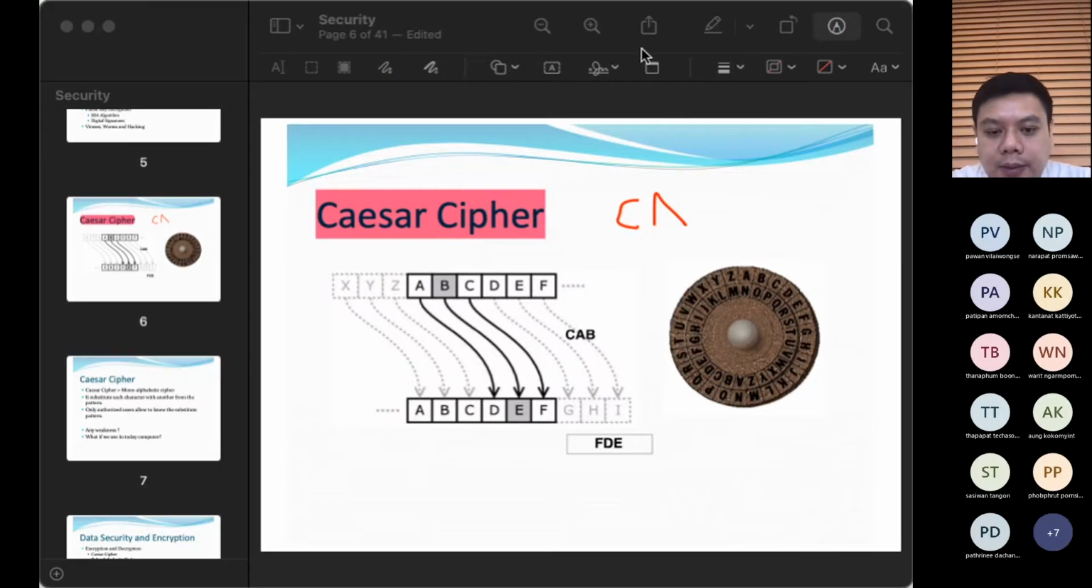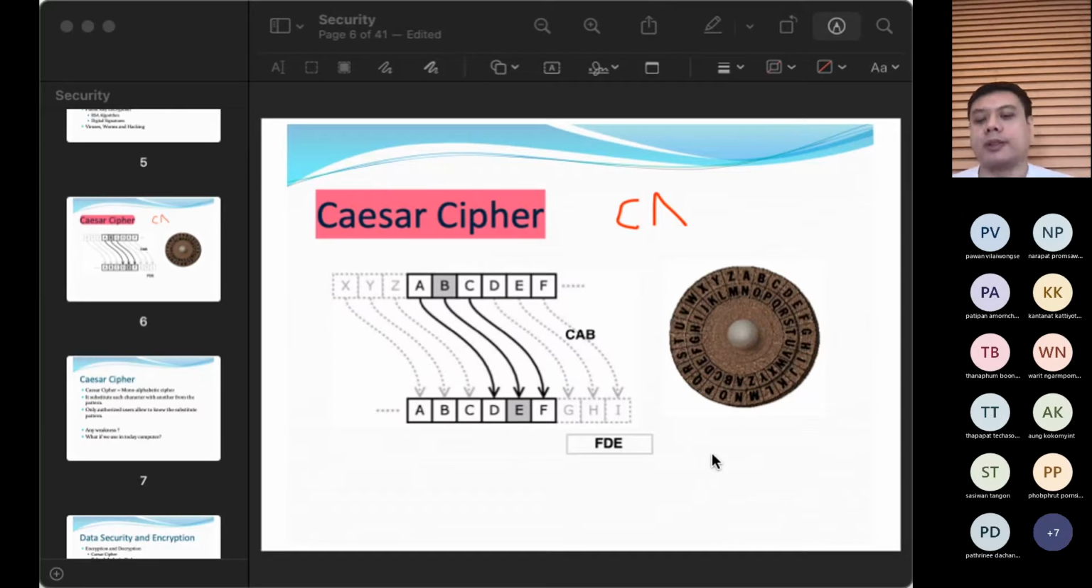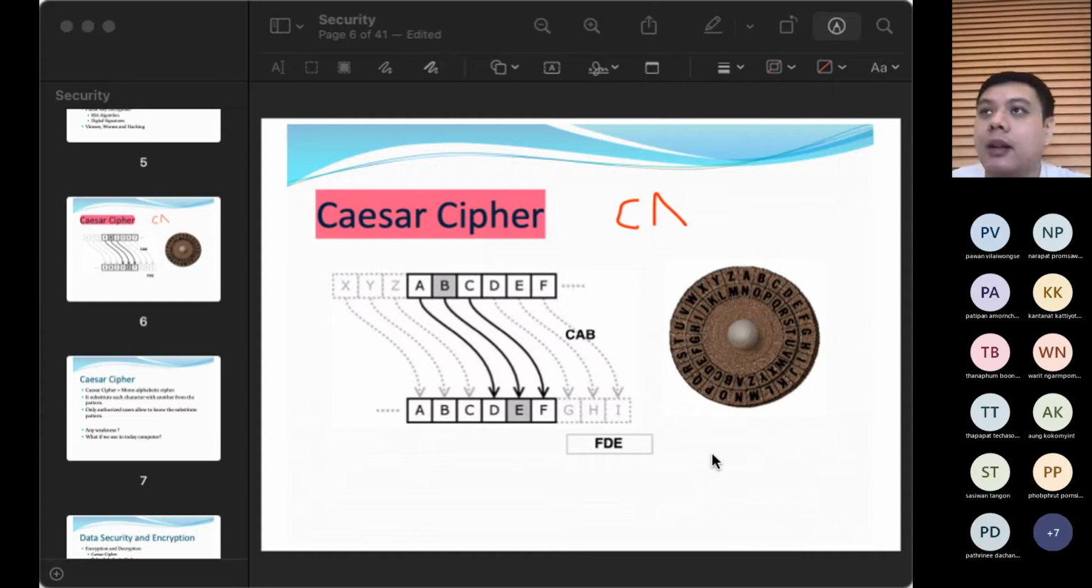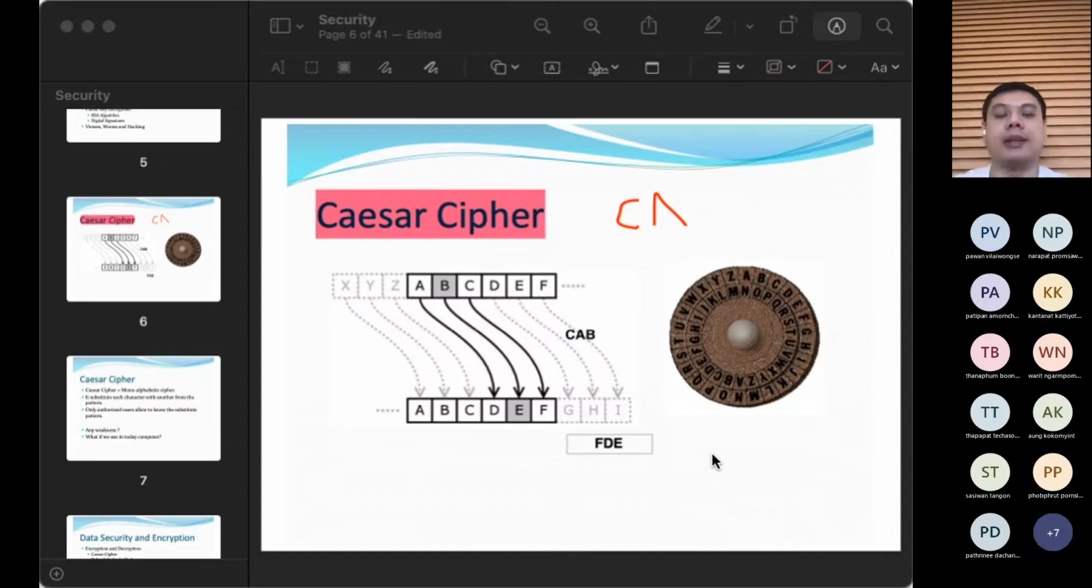So the F, D, E here will be written down, and the message is sent by horses, like a messenger. For example, if the enemy attacks and intercepts this message and gets FDE, what on earth are you trying to say? What does F stand for, what does D stand for, the E or something? They don't really understand. That's the idea of Caesar at that time.